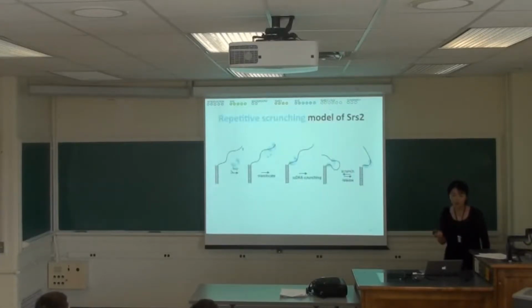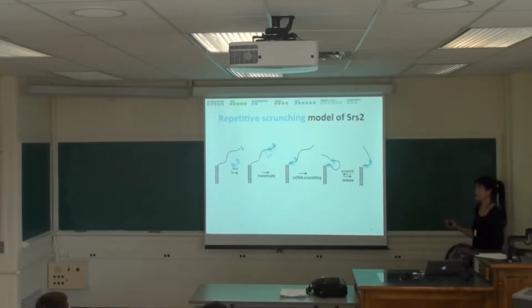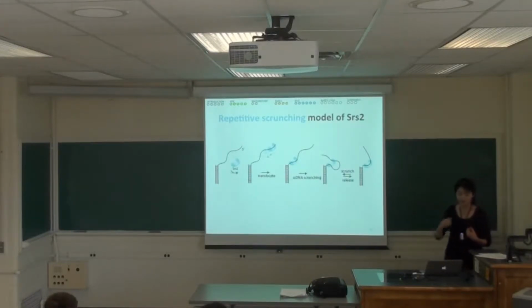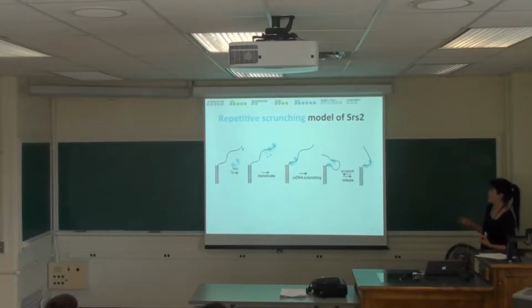So we came up with this repetitive, we didn't know what to call it. Someone suggested that we should call it scrunching, because it is scrunching up the finite portion of DNA over and over again. So we call this the repetitive scrunching model of Srs2.